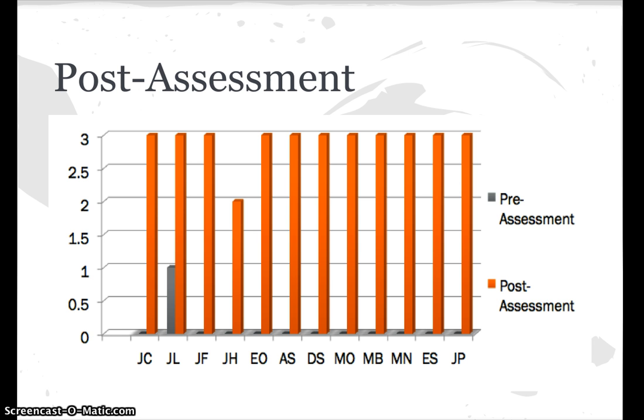Here's a chart of my classes, or my experiment with my class. The gray is the pre-assessment scores. All my students, with the exception of one, scored 0, where they really had no idea what figurative language was, except for one student. And at the end, when we did the assessment again, they all scored well, except for one student who just missed one element. But pretty good, pretty successful.